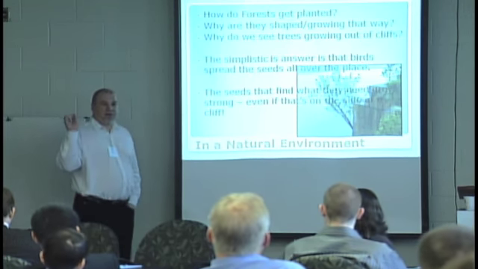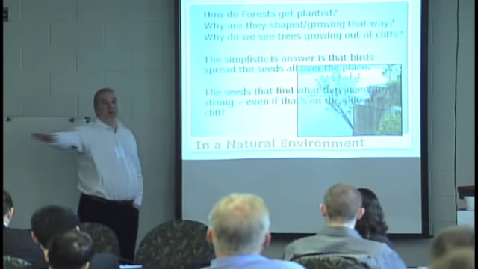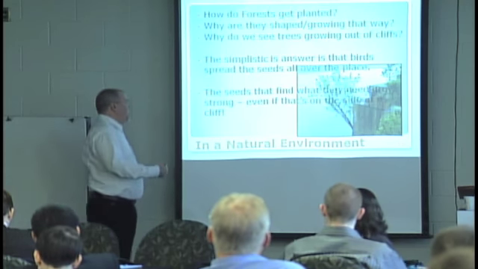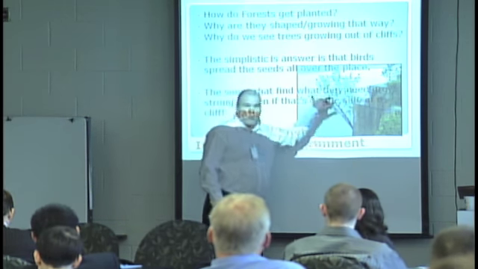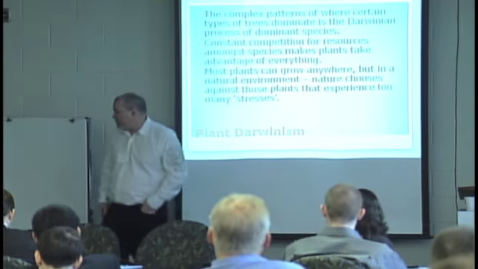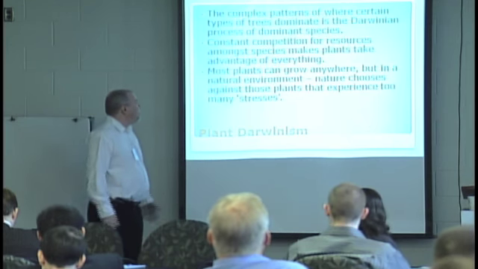So any seed that you have, like apple seeds, go everywhere. So almost homogeneous, wherever the birds go, the seeds go. Some of them take, some of them don't. So if they find what they need to grow, they'll grow right out of the side of a cliff. So the complex patterns, it's basically just plant Darwinism.